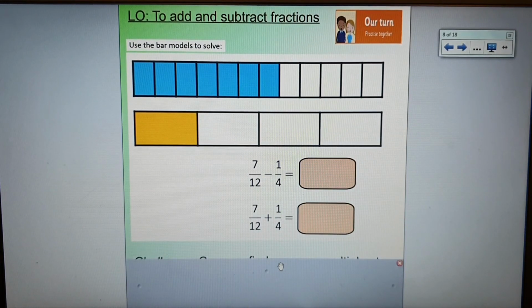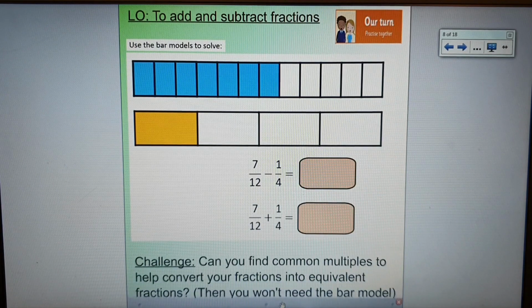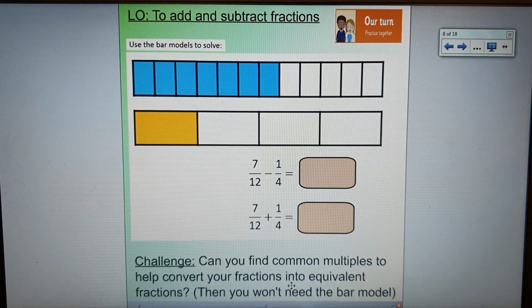And if you're feeling really adventurous, there's a little challenge. Can you find common multiples to help convert your fractions into equivalent fractions? So then you won't need to actually use the bar models above. It's up to you.